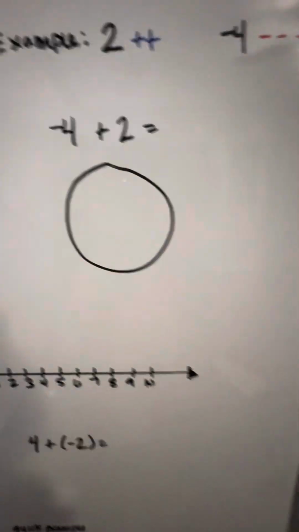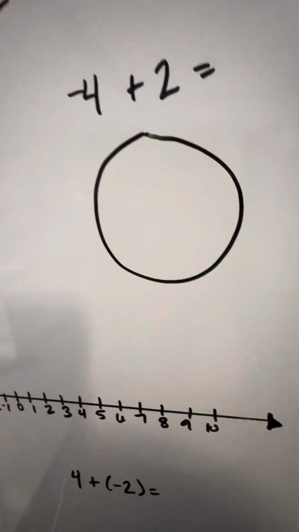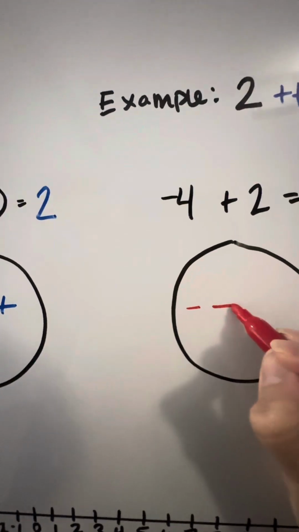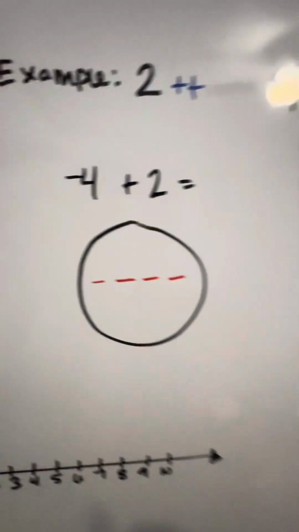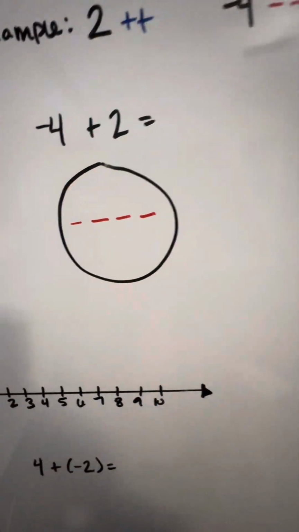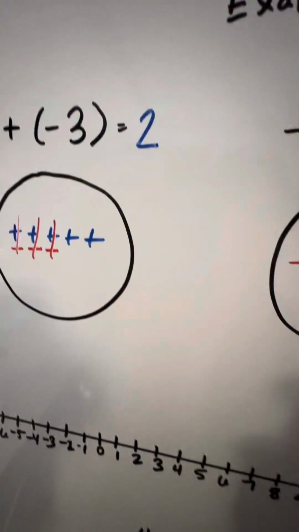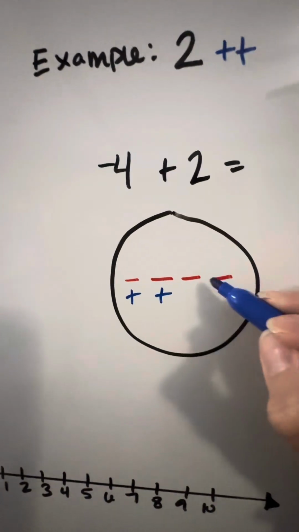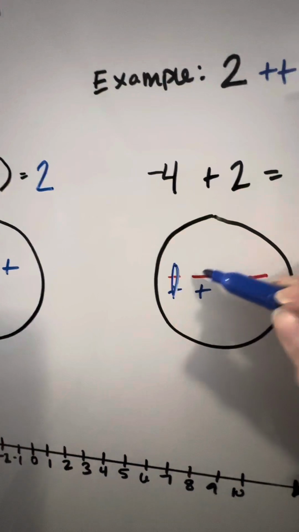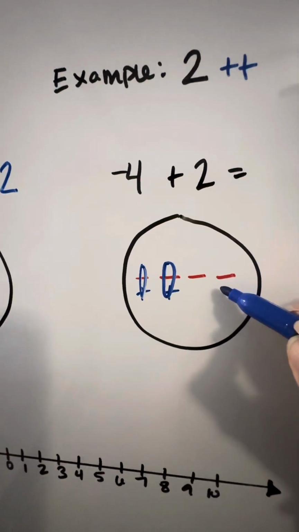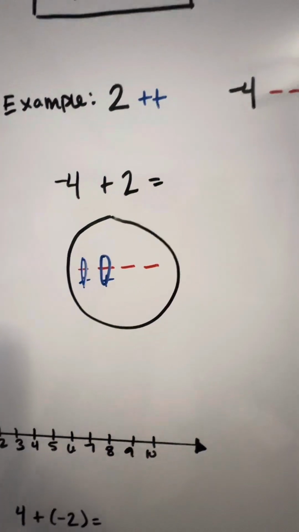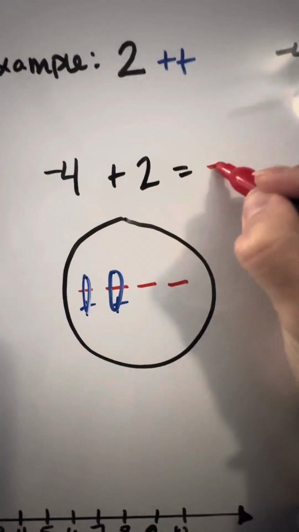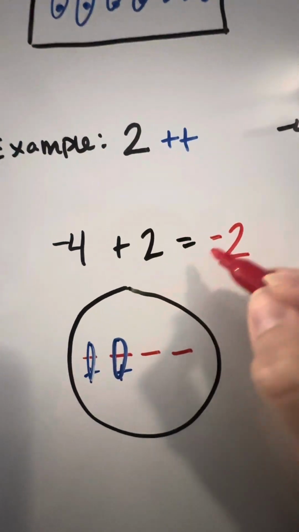And we have negative 4 plus 2. So we're going to do 1, 2, 3, 4 negative signs. And with positive 2, we have 1, 2. Remember how I said to line them up? This way they could cancel out. So this cancels out, this cancels out. So then we have negative 2 for your answer. So negative 4 plus 2 equals negative 2.